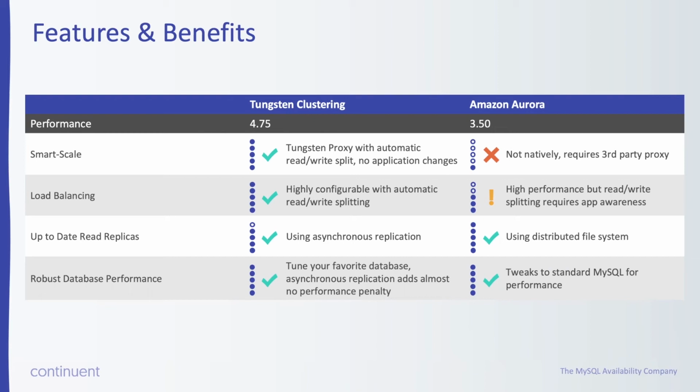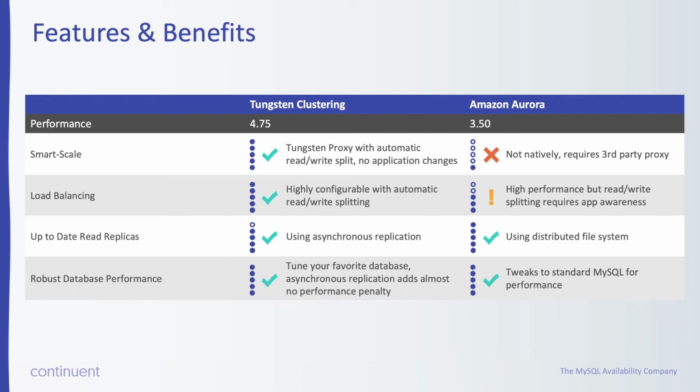With Aurora, even though they have read replicas, there's no included proxy that does that. So you would have to have a third party proxy to do that. So that adds a little bit of complexity to your clustering solution now. Load balancing, again, the Tungsten Proxy includes a bunch of load balancers, so you can load balance your reads across your replicas. Again, Aurora, either you need another proxy or you need some sort of application awareness to do this for you. It's not automatic, and it's not something you can just push a button and install.